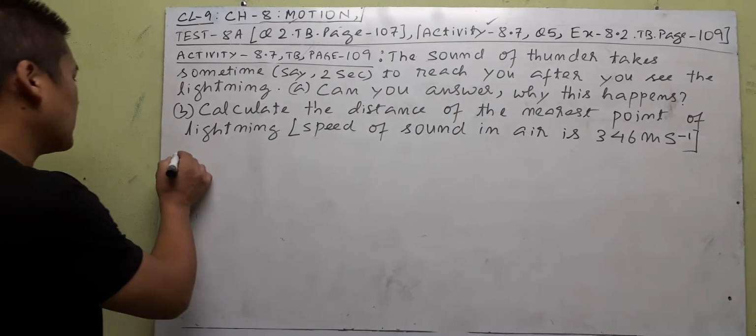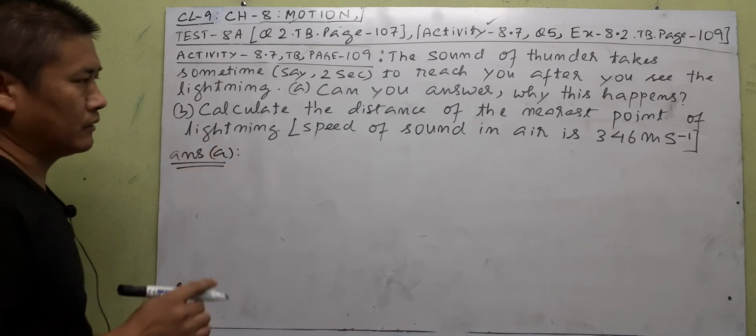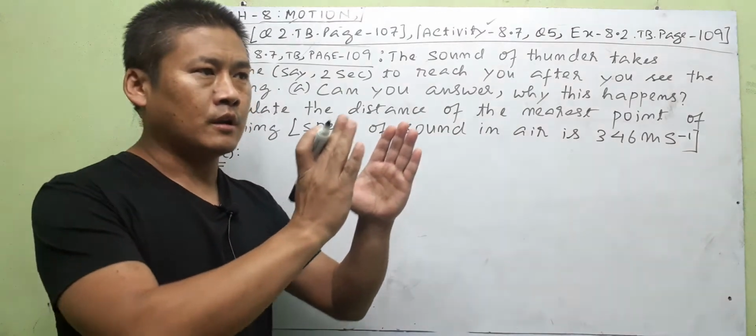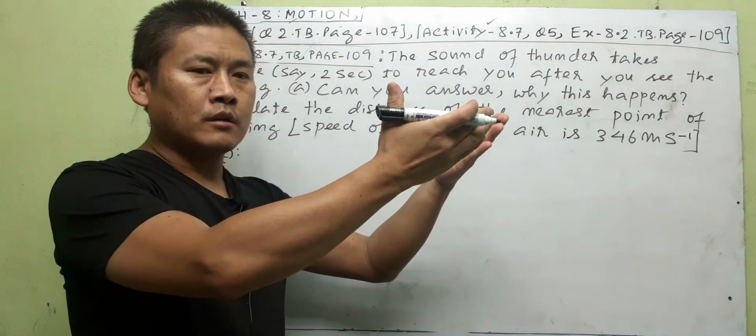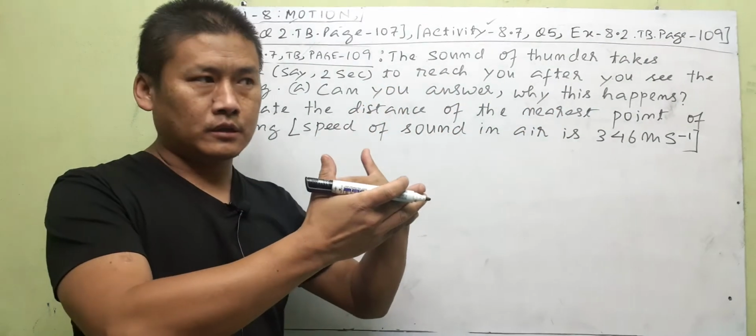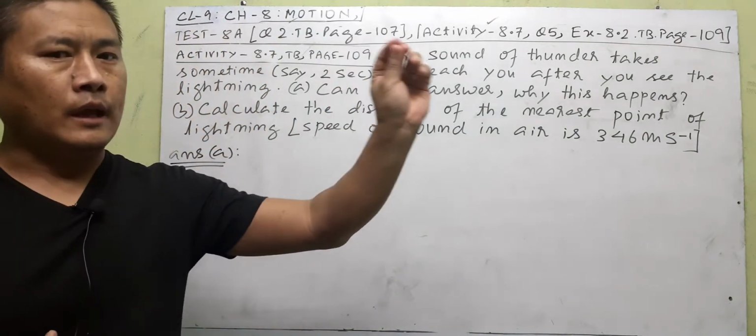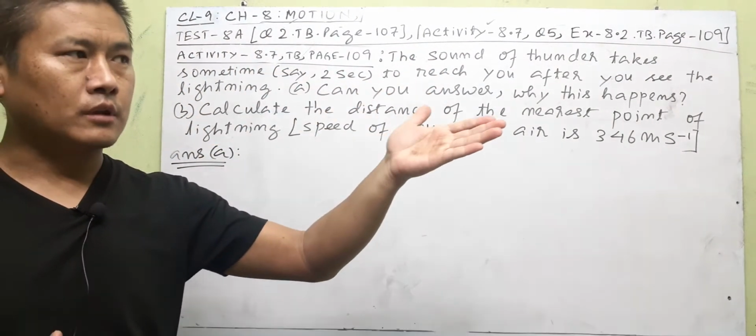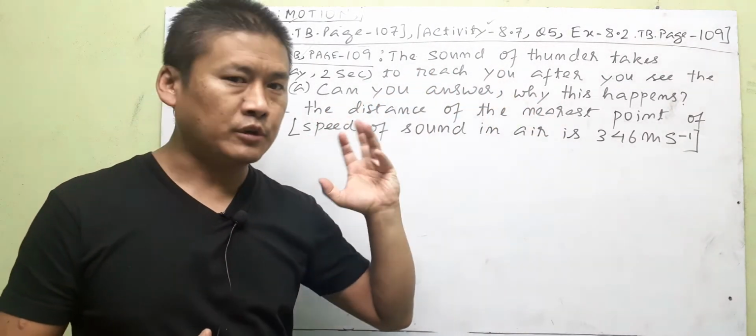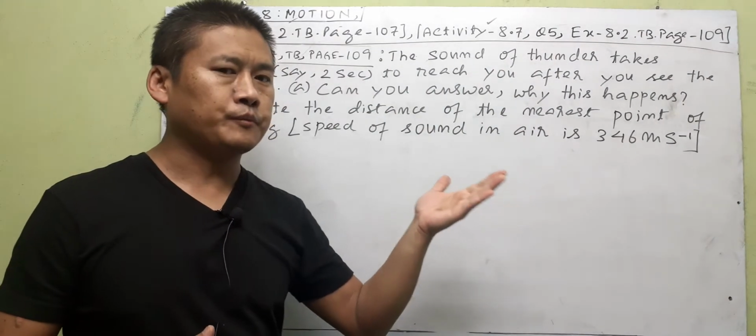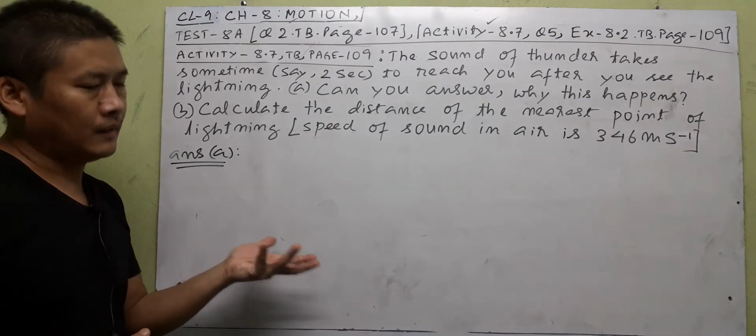So number A answer, let us write that first. Answer A. Question is saying, when you see, we have all experienced this, that when you see the lightning, we see it first, and then after we see only, we hear the thunder. The thunder comes late. That means the reason is because light travels faster than sound. So the light reaches our eyes faster than the sound of the thunder reaches our ear, because light travels faster than sound, or sound travels slower than light. You can say like that.